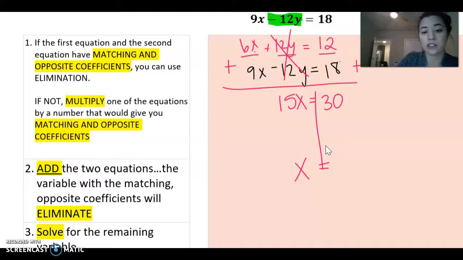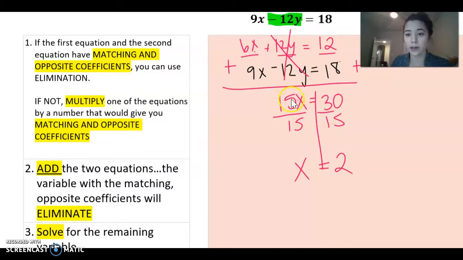Well, remember that this is 15 times x, so we get rid of it by dividing. So 30 divided by 15 gives us 2. You can also ask yourself 15 times what number? Remember, x is just some number, so 15 times what gives you 30? Well, 15 times 2 gives you 30.